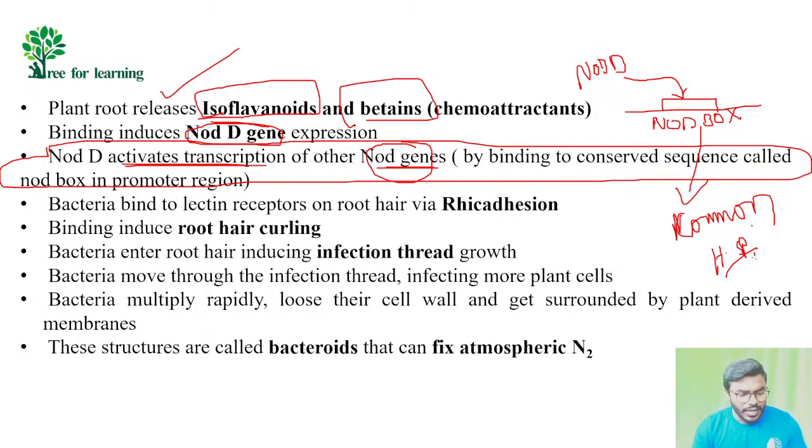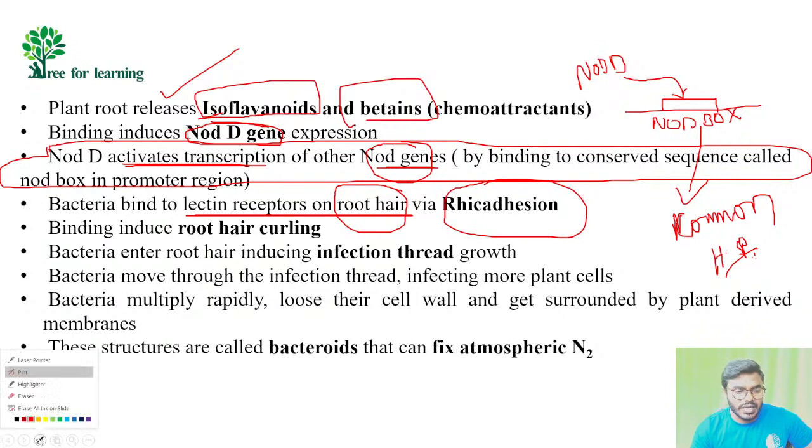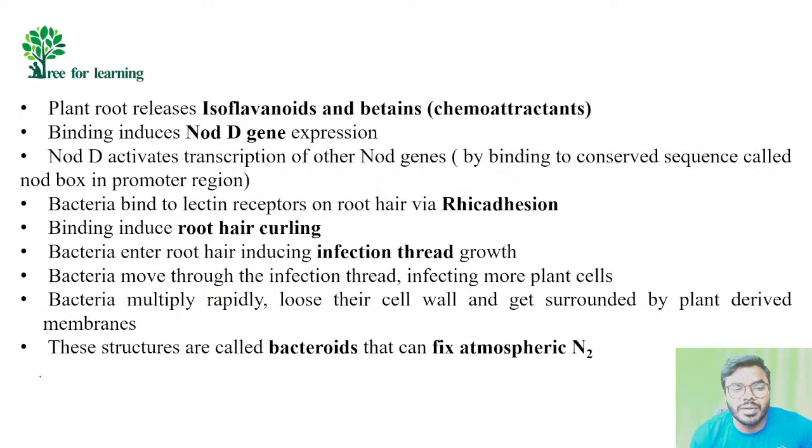Simple point. Now I told you very clearly, right? Friends, how has the bacteria now got activated? There is no doubt about it. But the bacteria wants to attach to us. So bacteria bind to the lectin receptor on where, friends? On the root hair. Via which process? Via a process called Rhicadhesin process. Don't confuse that point. And it will cause the curling of the root hair. It enters continuously. That is called the infection thread.